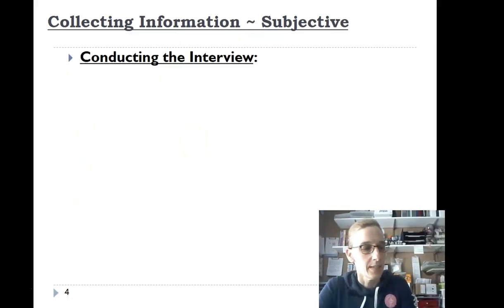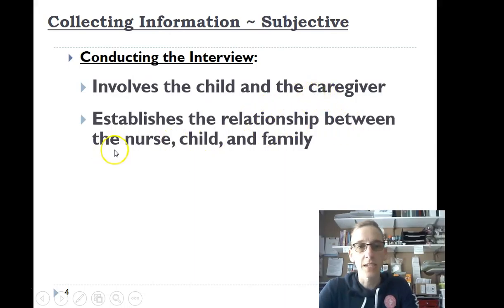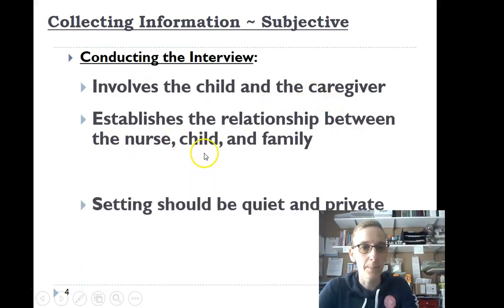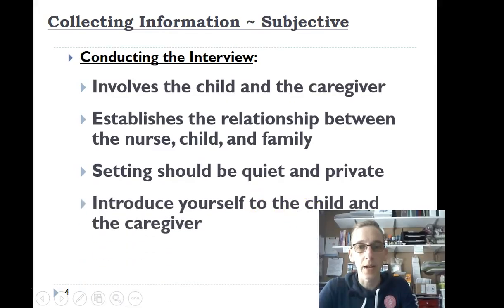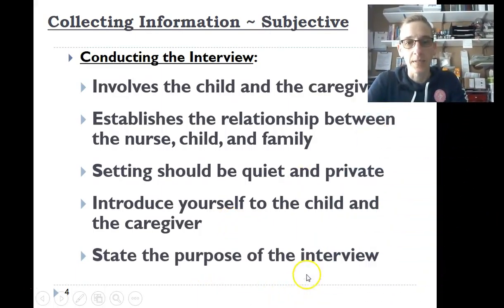All right, conducting the interview. Subjective data. So subjective data involves the child and the caregiver, establishes the relationship between the nurse, child, and family. The setting should be quiet and private. Introduce yourself to the child and the caregiver. Be sure that, no matter the child's age, you are also talking to the child. Include the child in the conversation, and state the purpose of the interview.